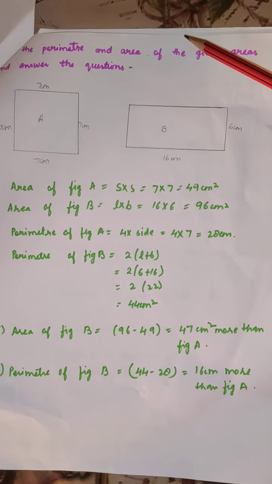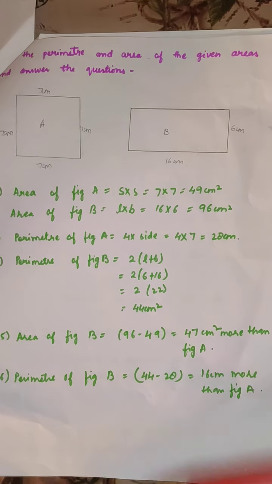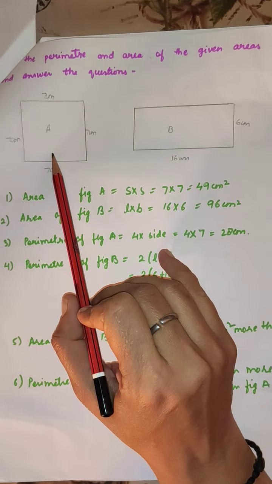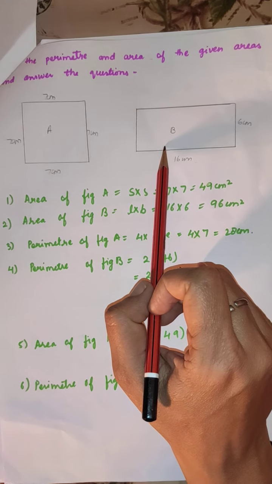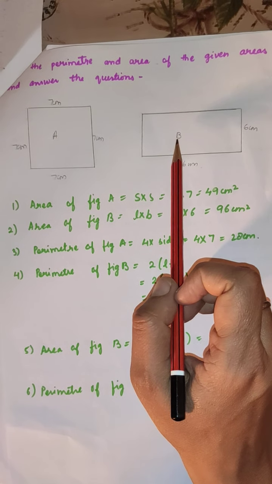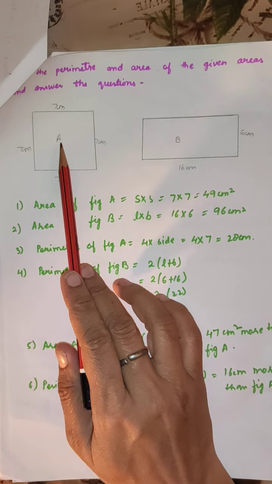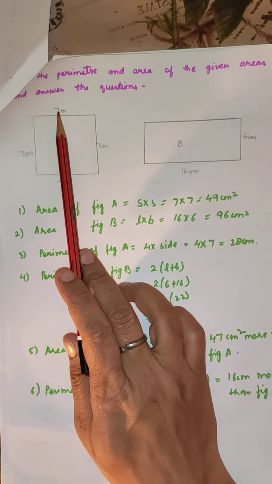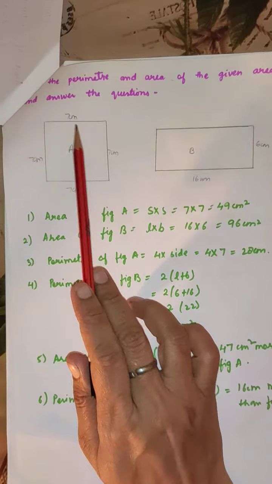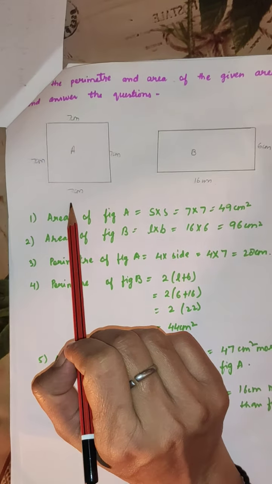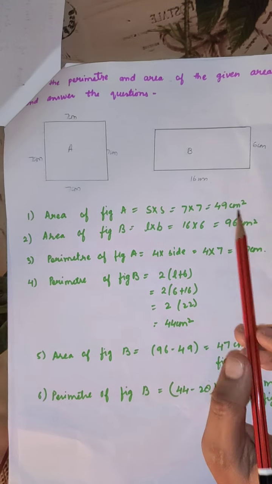Question: find the perimeter and area of the given figures. Here the picture is given. As you see, this is a square and this is a rectangle, and you have to find out the area and perimeter. Then area of figure A is, if one side is 7 centimeter, it means all sides are 7 centimeter. So side into side means 7 into 7, 49 centimeter square.